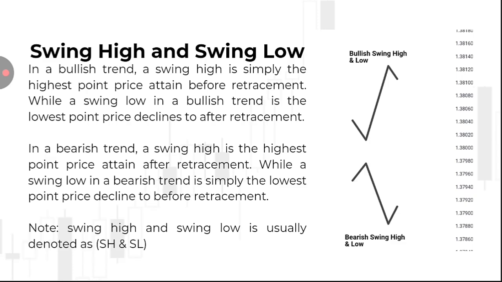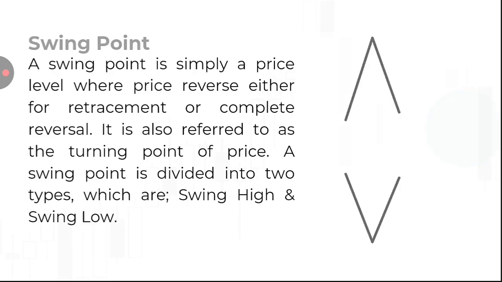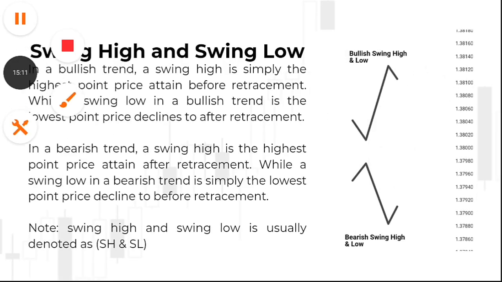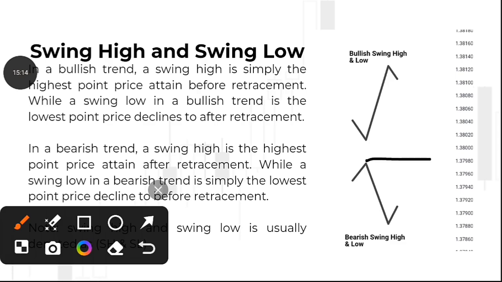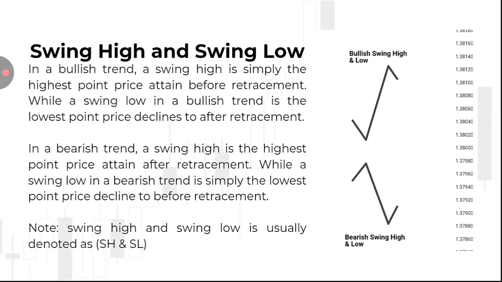The swing high in a bearish trend is the highest point that price attained after retracement, while a swing low is the lowest point that price declines to before retracement. So that is all about that.